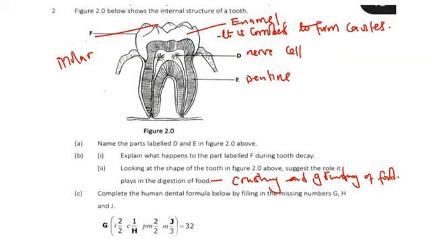Okay, so complete the human dental formula below, filling in the missing numbers G, H, and J. So we looked at the dental formula for a cat, a cow, a rat, and of course human. From what we looked at, this I is for incisors, 2, 2. In short, in humans, all the numbers are equal. So if you have a 2 on top, just know that also down is a 2. If you have a 1, also down is a 1. If it's a 2, 2.